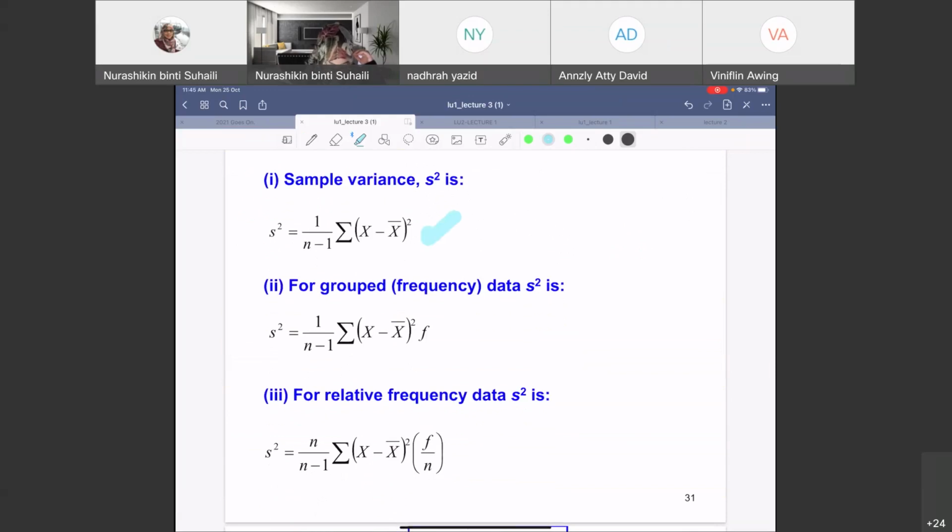You have to remember this formula. There are a few formats. For example, if you have relative frequency data, you have to use this, and for grouped frequency data, you have to use this. For sample variance, you have to use this.